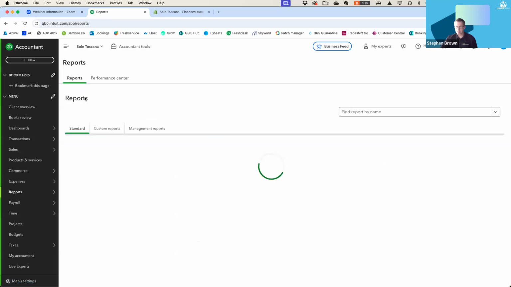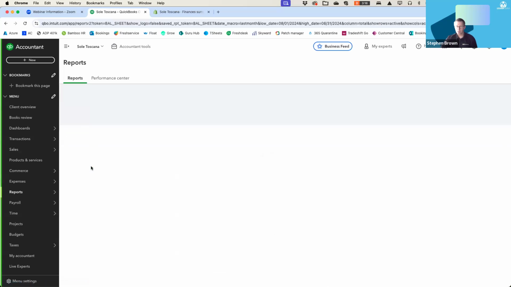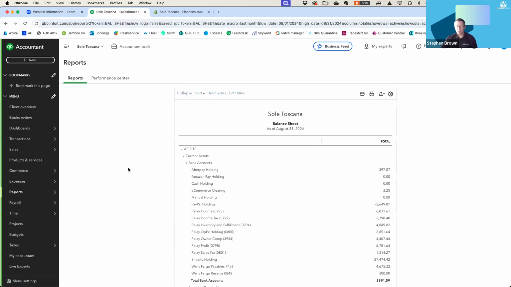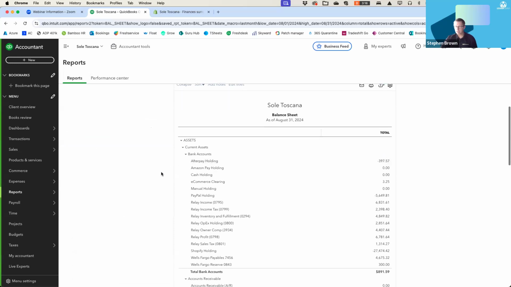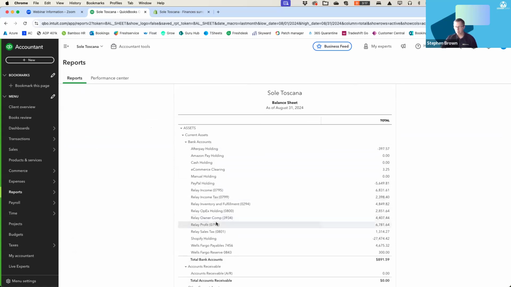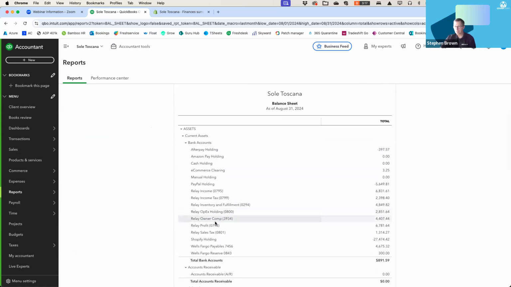On the other end of things, I have my balance sheet. So here is my balance sheet. You'll see I've got all sorts of bank accounts in here, including a lot of my holding accounts. Now you'd be like, man, Stephen, you have a lot of bank accounts. Well, we kind of got into profits first, which I actually really like. Some people think it's overkill. I think it can be a really helpful tool. So we have dedicated accounts for profit and owner compensation and all that good stuff.